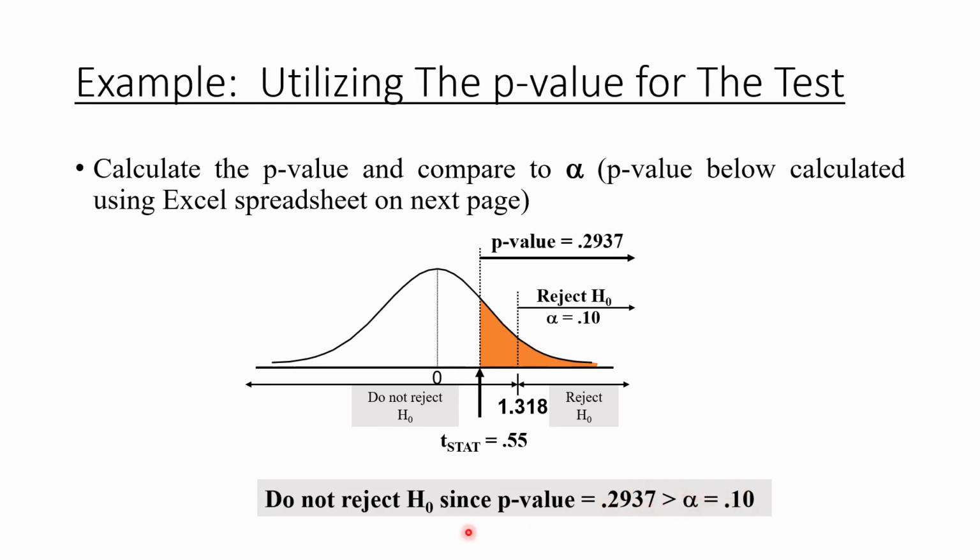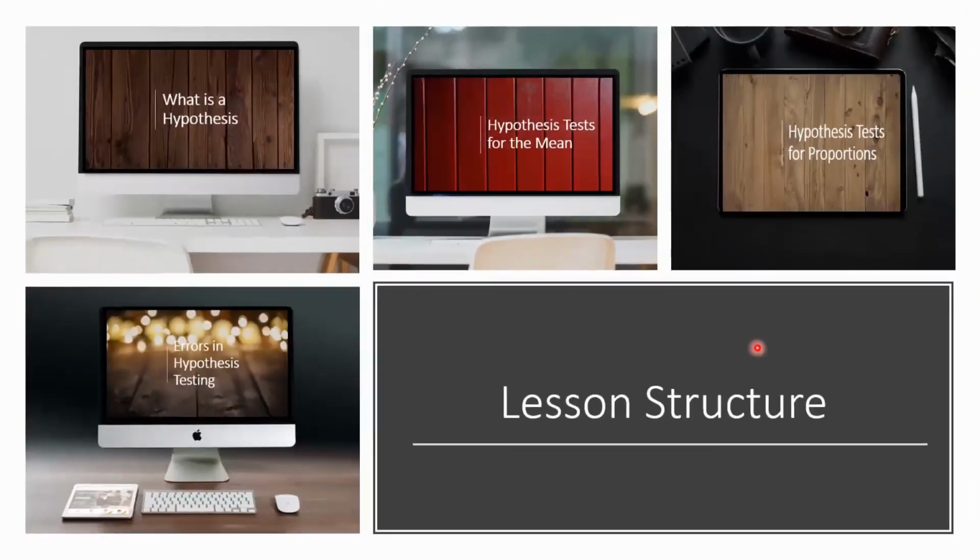So these are two approaches. Either you take the critical value approach or the p-value approach, depending on the given problem. So that is it for this section, hypothesis test for the mean.